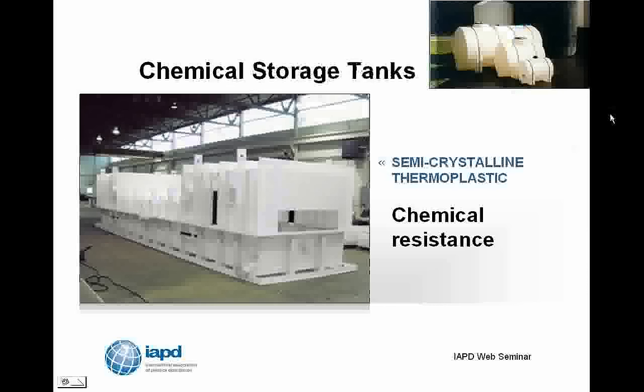On a much bigger scale, here are some industrial chemical tanks. The one in the lower left was welded together via thermoplastic welding. The one in the upper right was rotationally molded. In both cases, the designers chose semi-crystalline plastics because of their terrific chemical resistance. And if you think about the materials used in chemical storage tanks, polyethylene, polypropylene, PVDF, they're all semi-crystalline plastics chosen for their chemical resistance.